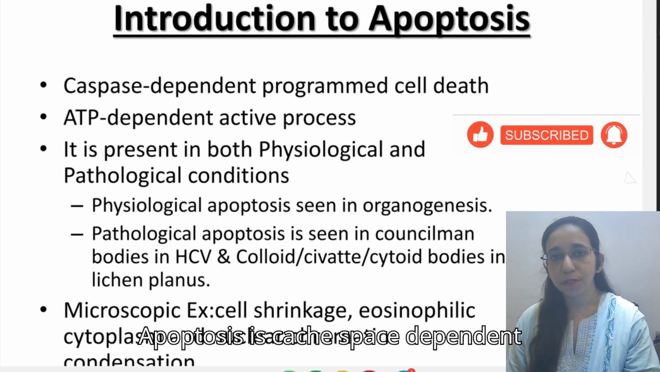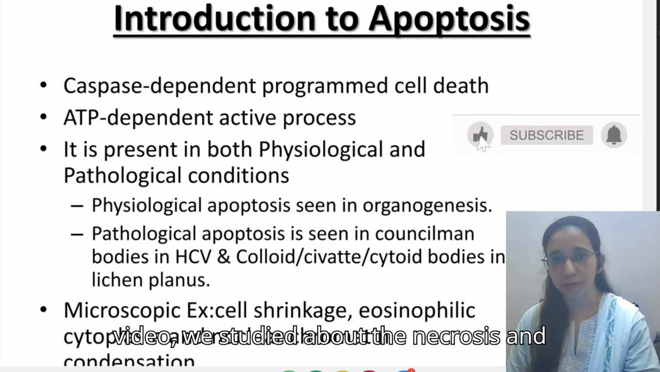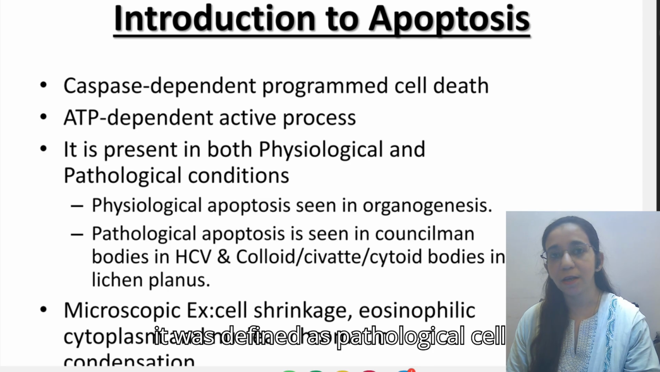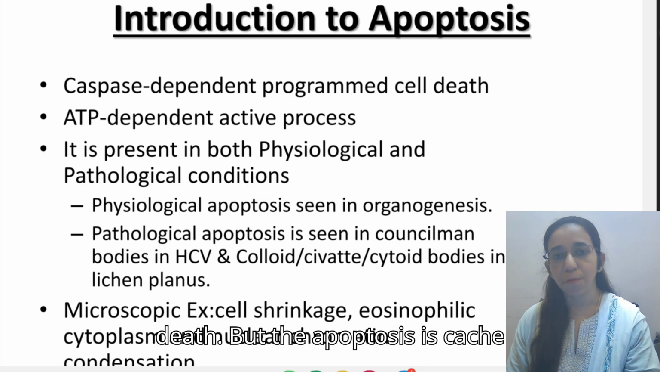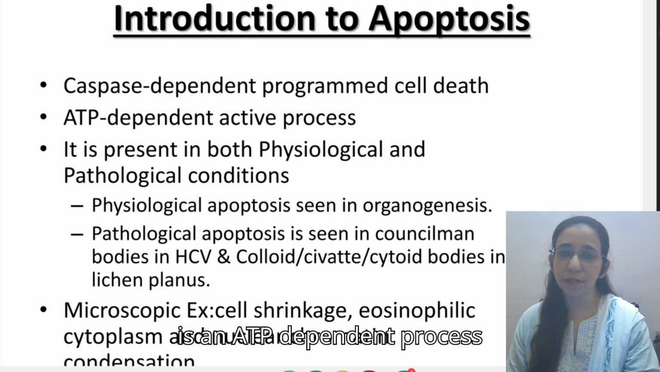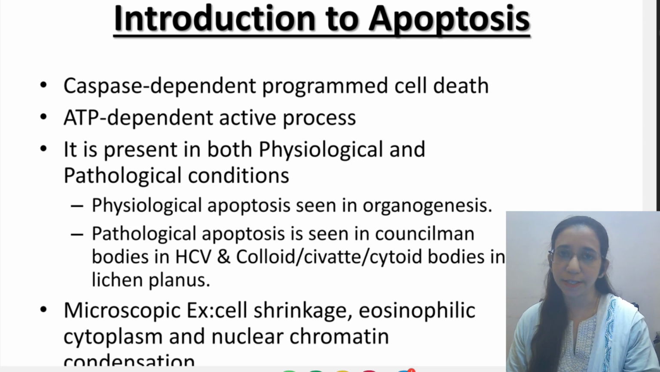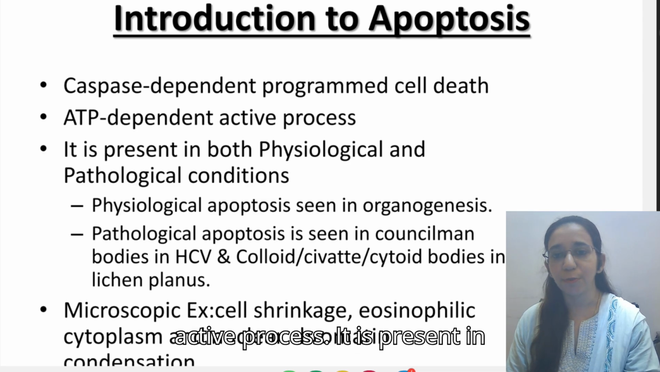What is Apoptosis? Apoptosis is caspase dependent programmed cell death. In our previous video we studied necrosis, which was defined as pathological cell death. But apoptosis is caspase dependent programmed cell death. It is an ATP dependent process, that means it requires ATP for its processing. So it is an active process.